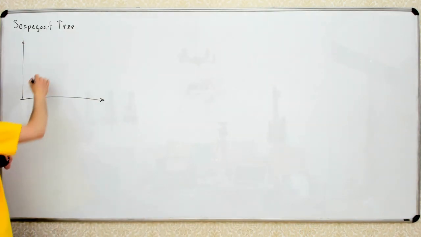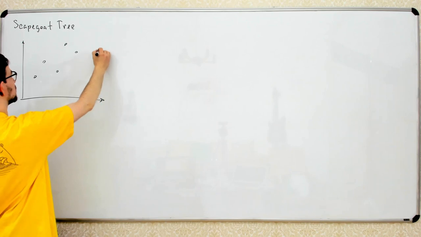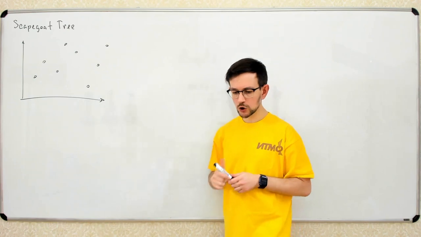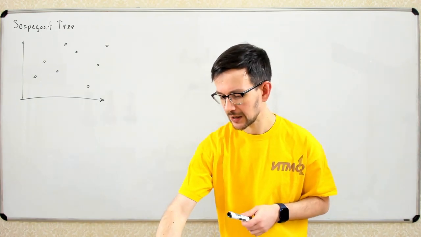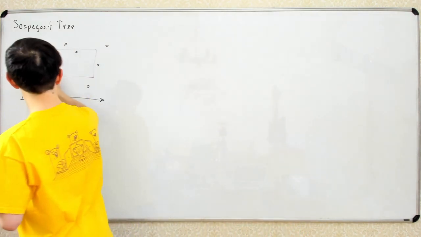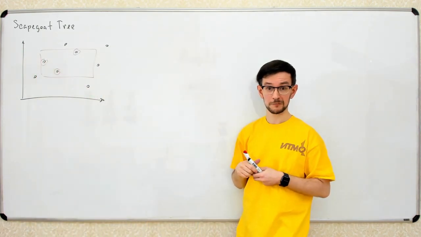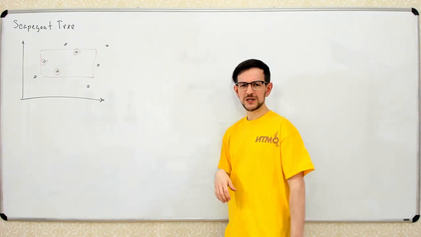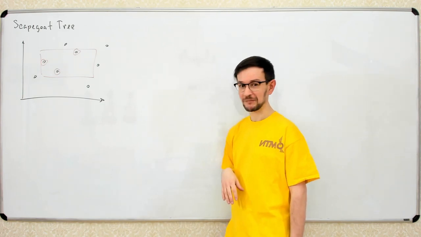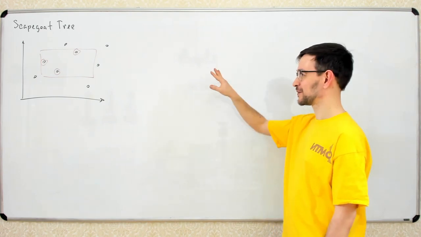We have a set of points. Let's have 8 points, like this. We have a set of points, and you want to be able to answer queries like: for a given rectangle, find all points inside this rectangle. So you get some rectangle, and you need to find all the points inside the rectangle. Maybe you remember this problem from when we discussed two-dimensional problems about segment trees. If you don't remember, I'll just refresh everything in your memory right now.